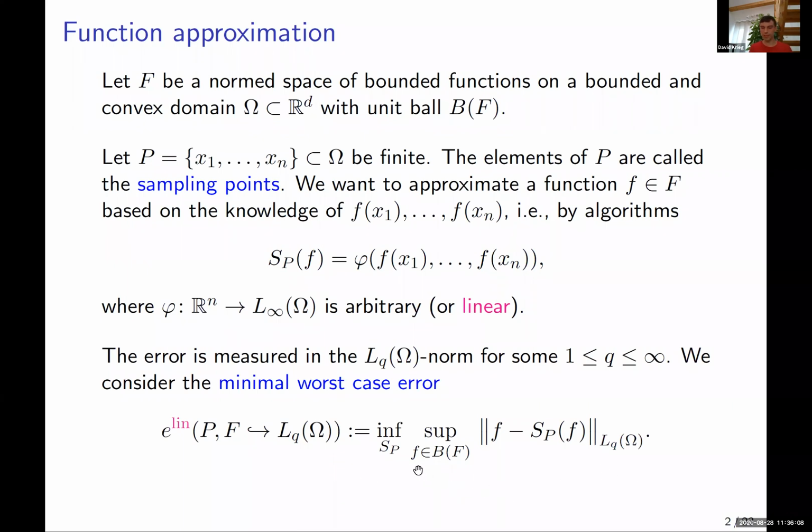So the worst case error of the algorithm is the supremum part. So we take the difference of the function and the output of the algorithm in LQ. And it's called worst case error because we take the supremum over all functions from the unit ball of the space. And minimal worst case error because we now optimize over all algorithms that use the given sampling points.